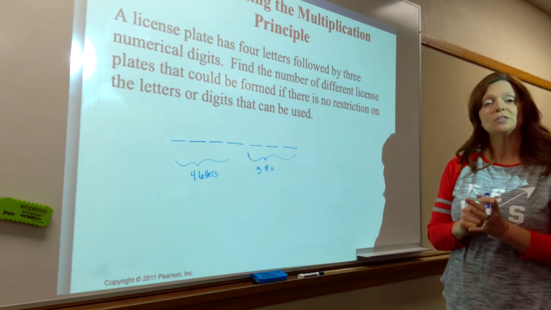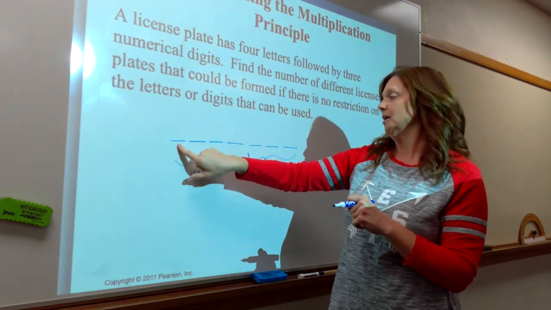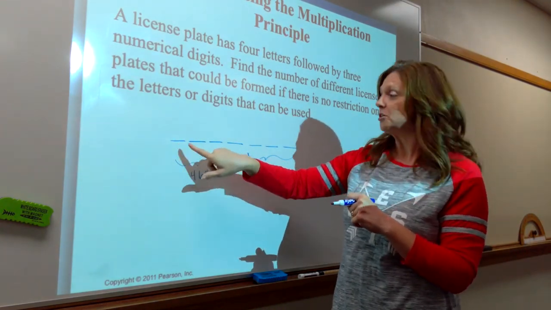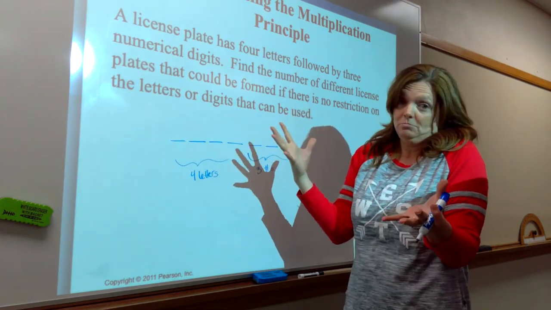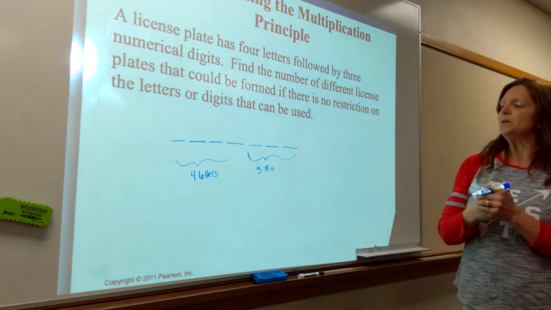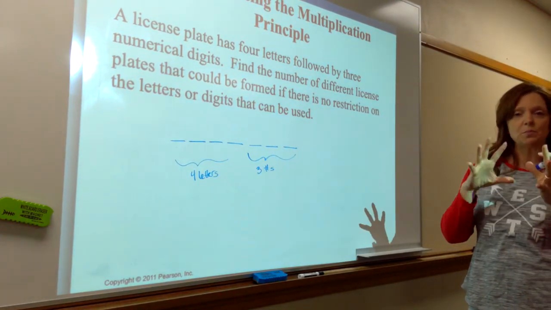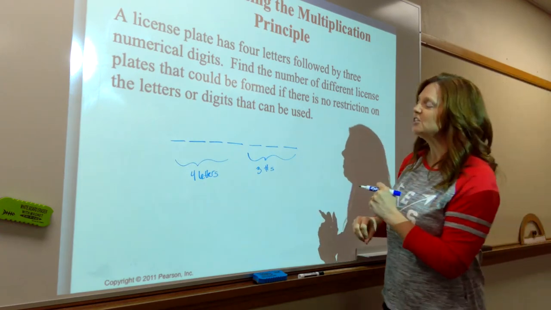that can be used. So that means no restrictions means if I put the letter S here, I can put the letter S there, right? I can do S, S, S, S if I wanted to. No restrictions. We just have to have letters first followed by numbers. And so we'll just use the staging formula. We're going to multiply or take the product of each stage.